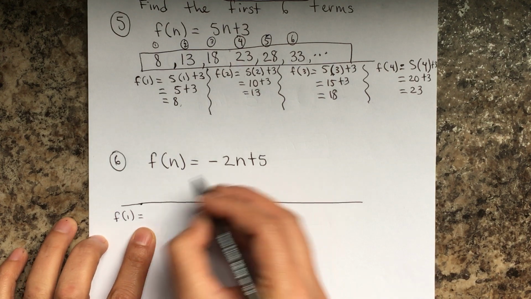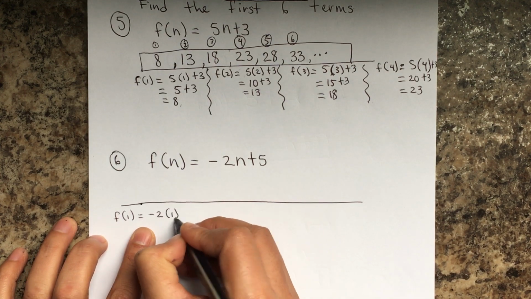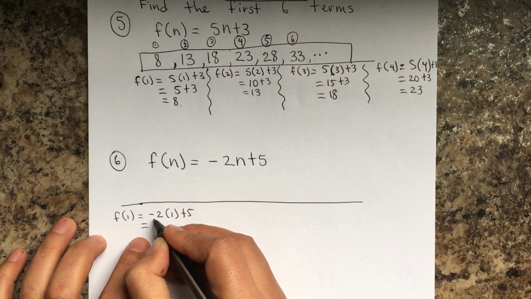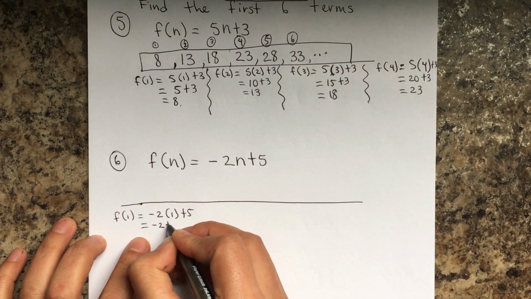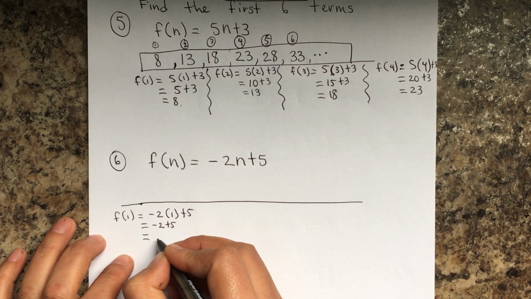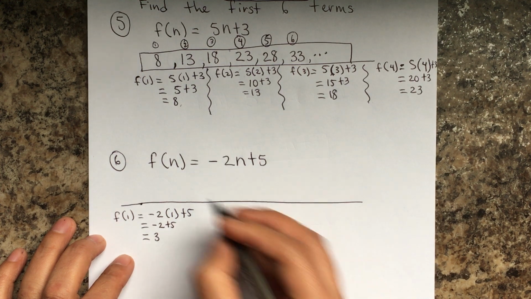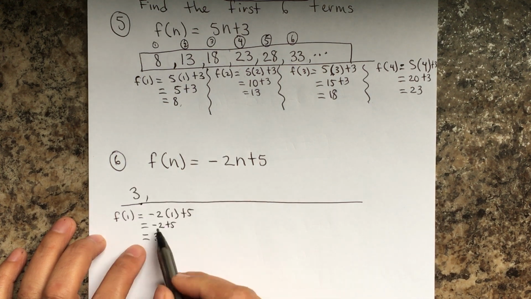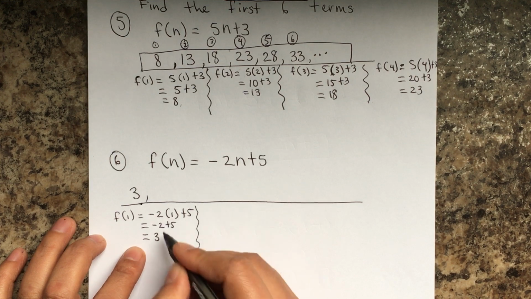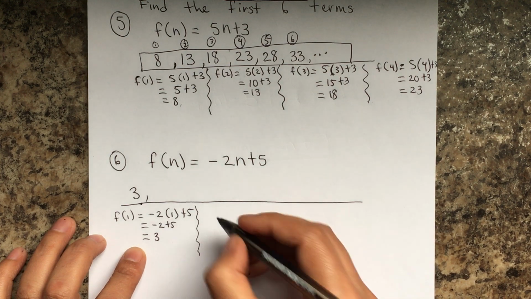And it's going to be negative 2 times 1 plus 5. Negative 2 times 1 is negative 2 plus 5. And that's 3. So my initial point is 3. Remember that if you have different signs, you subtract and leave the sign of the greater one.